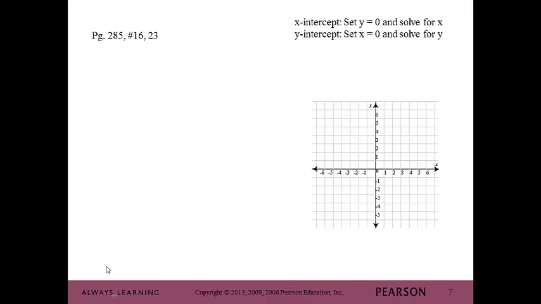All right, let's go in our books to page 285, and let's start by looking at number 16. The instructions say solve each system by graphing. And in 16, the system is x plus 2y equals 2, and then x minus y equals 2.